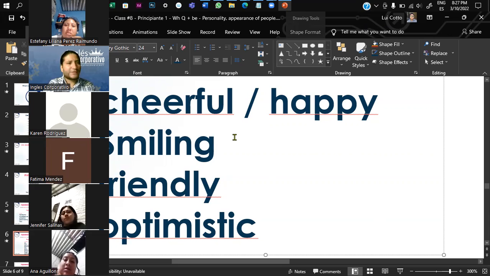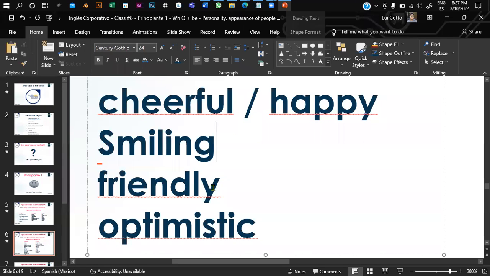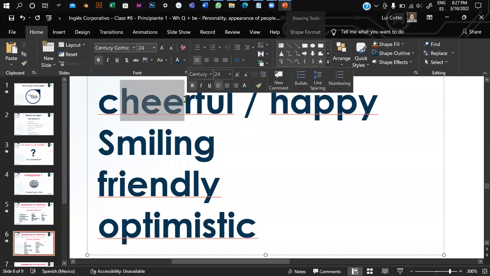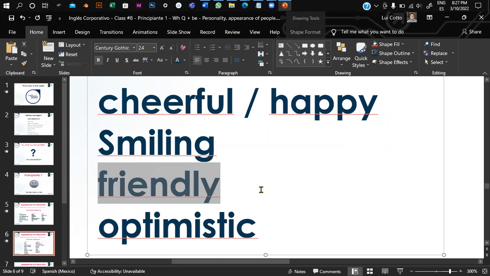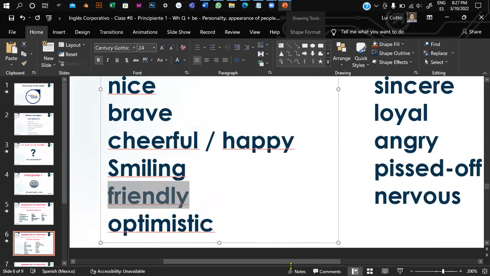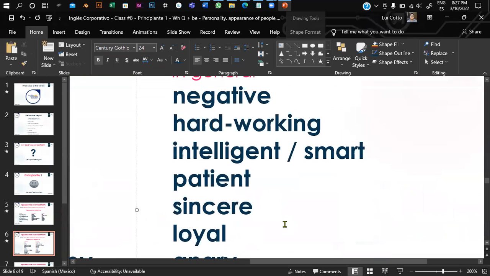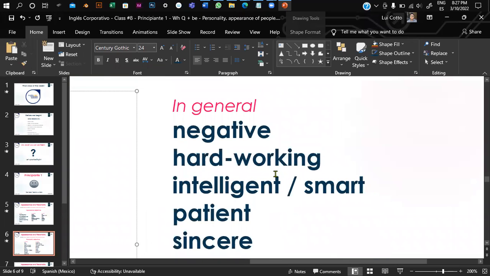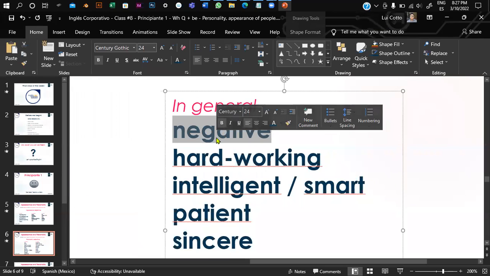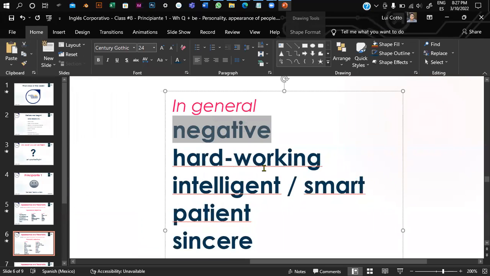Sonriente. Okay, smiling. That is what it means. Correct. Smiling. Cheerful is similar. Okay, next one is friendly. Let's repeat friendly. The next one, optimistic. The next one is the opposite. Negative. Oh, no. Negative people never. Okay, negative.